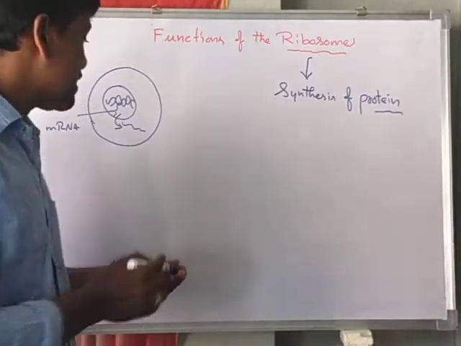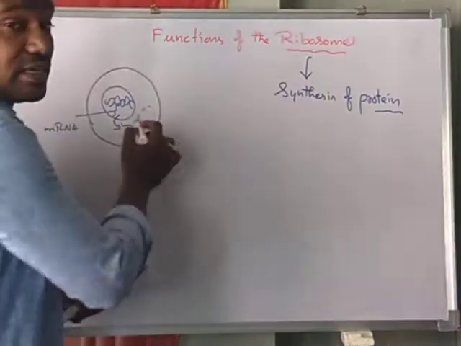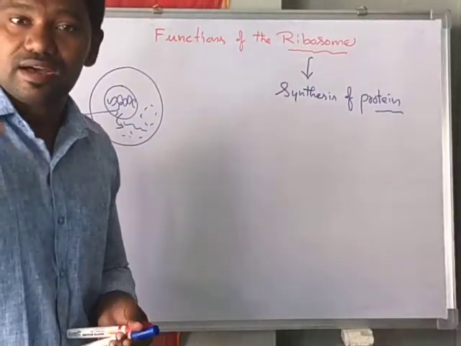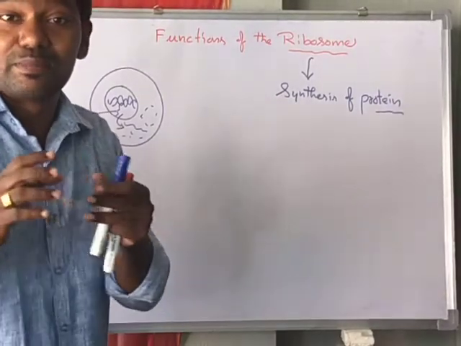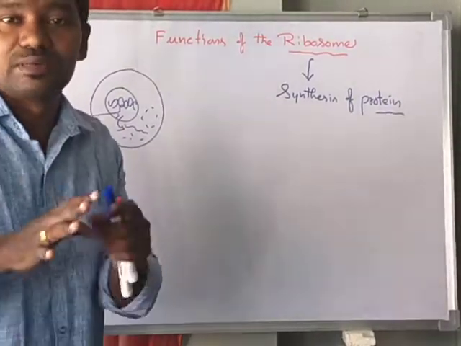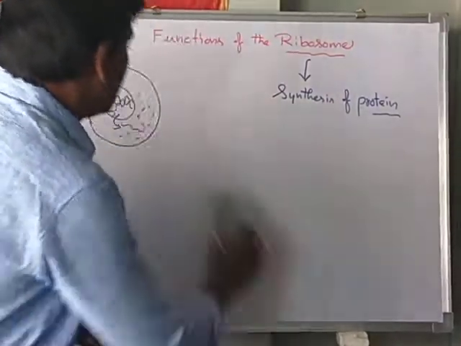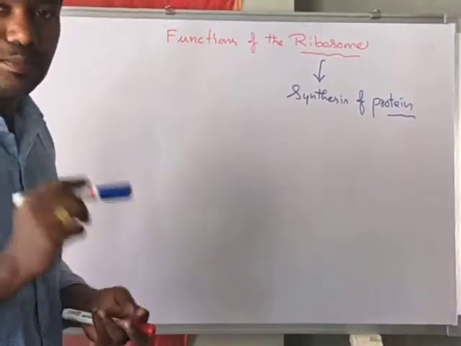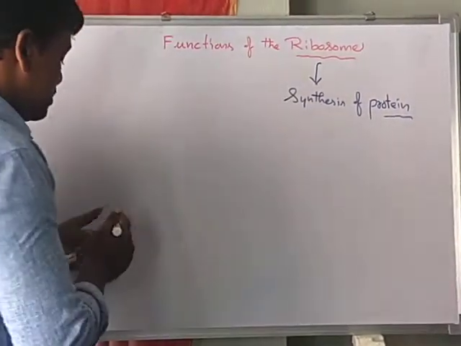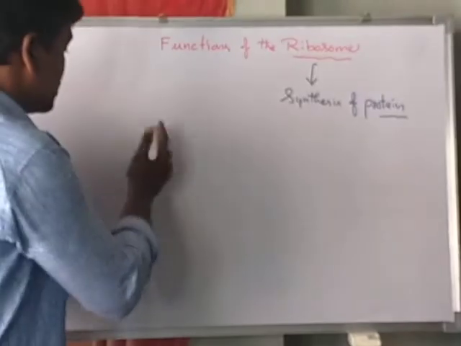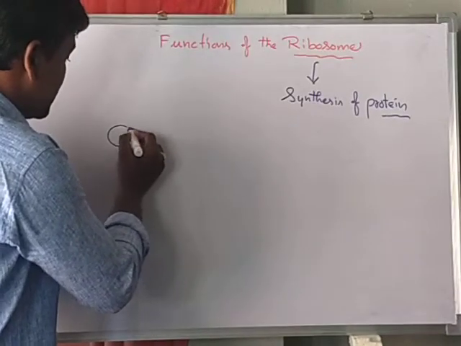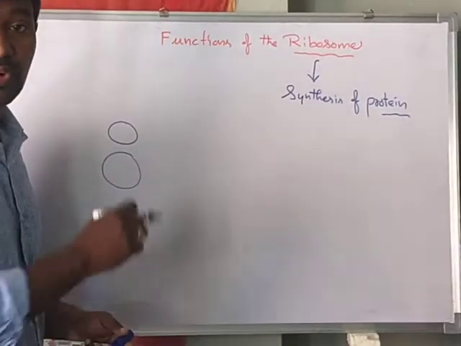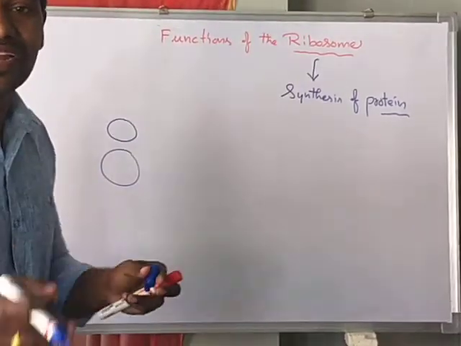Here in the cytoplasm, there are ribosomes. They are found free in the cytoplasm, and the subunits of the ribosomes remain separate. Now we look at the mechanism of protein synthesis. In the cytoplasm there are two subunits: this is the smaller subunit and this one is the larger subunit. Both subunits remain separate in the cytoplasm.